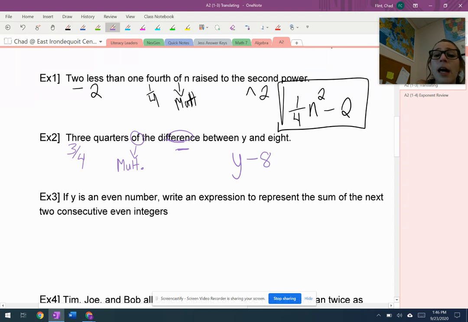Now be careful here. If you just put the 3/4 outside next to the y, you're only multiplying it by the y and not by both pieces. To show that you're multiplying it by both pieces, you just need to go ahead and put parentheses around both things there. And there's example 2.